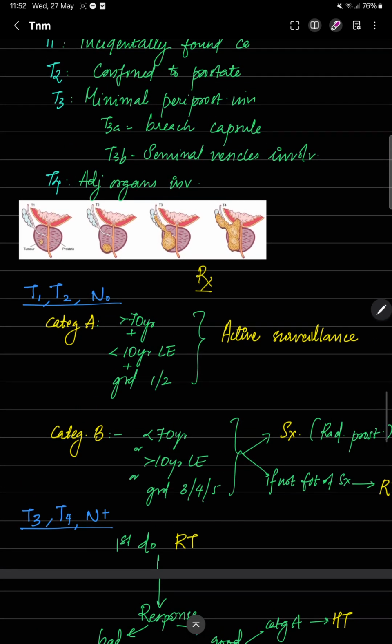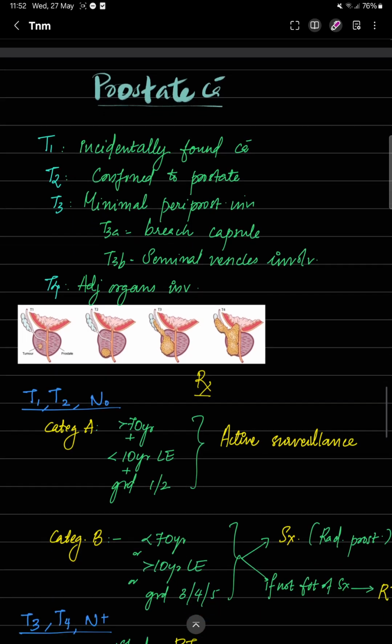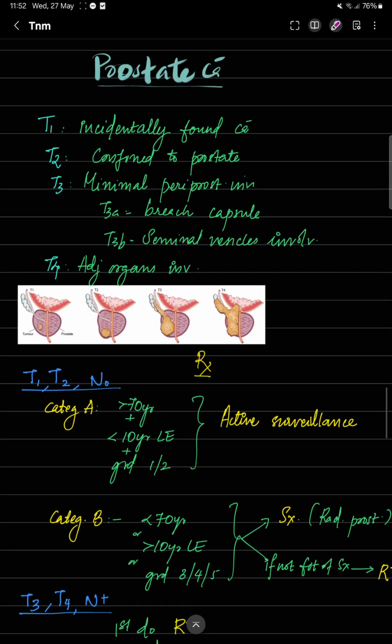That is about the TNM staging and treatment of prostate cancer. Hope you understood. Thanks for watching.